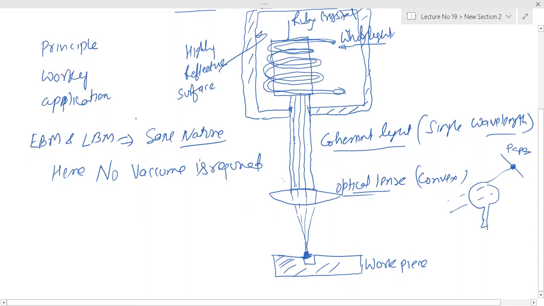So if you get asked what is the difference between LBM and EBM, I said it is the same nature. Here we can use metal and non-metal, but the difference is vacuum. Vacuum is not required. That is the advantage. Again, the principle of metal removal.